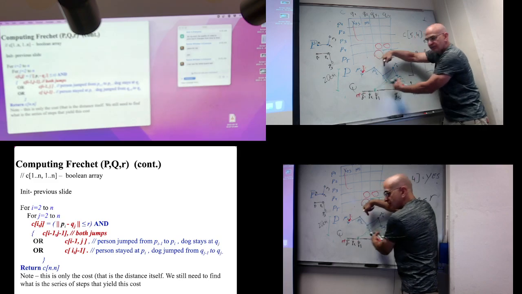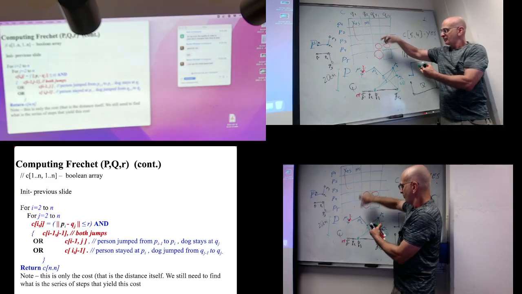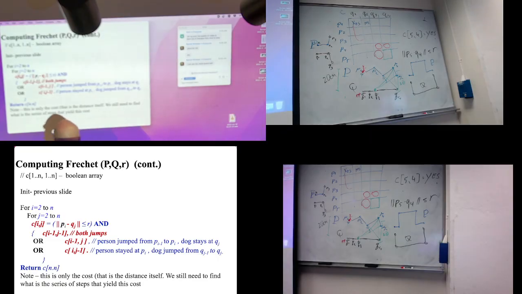There is a schedule of the dog and the man that will take you all the way to either here or here or here, maybe both. And all this time you don't need a longer leash. So I'm checking the value of C(i-1, j-1), which means they both jump in the same step. If C(i-1, j-1) is yes, it means you can have them walk all the way to P(i-1), Q(j-1), and then both jump at the last step. And you can do the whole trip. The yes here means a leash of length R will fit this type of trip.